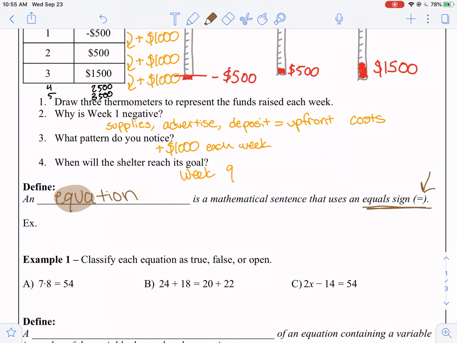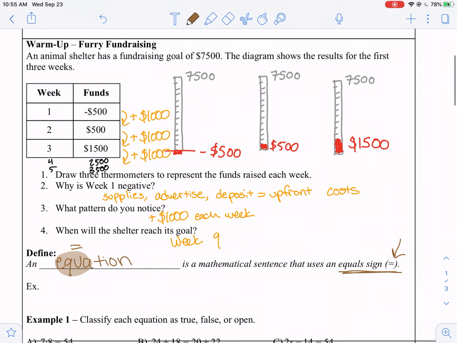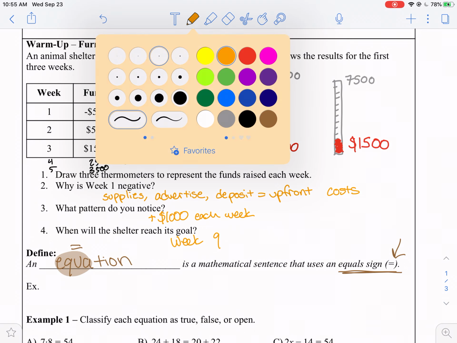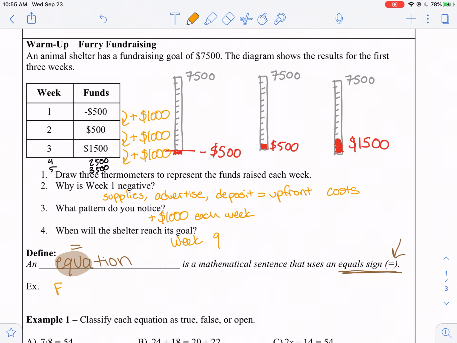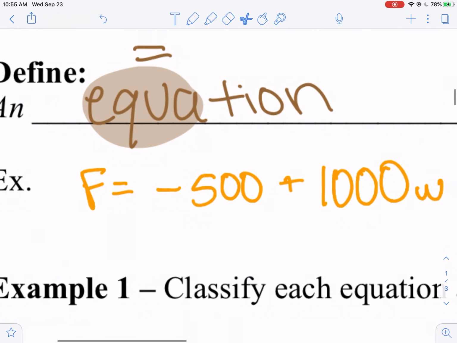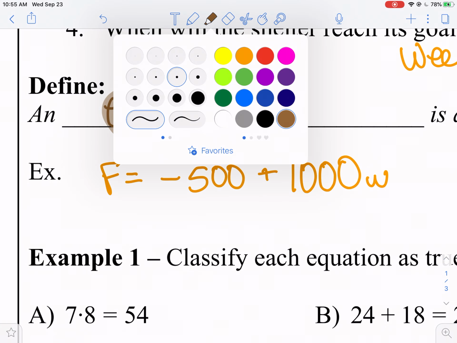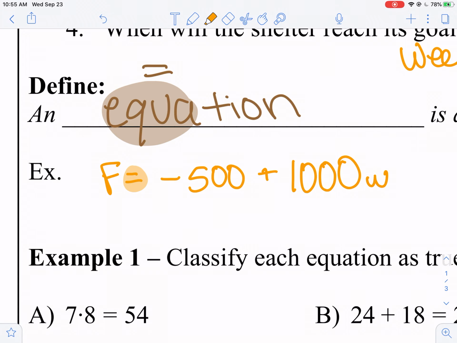Equa meaning equals. If we wanted to model our warm-up with an equation, we could say that the funds raised, F for funds, is equal to negative 500. That's our upfront cost. That's how much we started with. And then for each week, we earn $1,000 per week. So it gives us F equals negative 500 plus 1,000 W. Now, why is this an equation? Well, it's an equation because it has an equals sign.